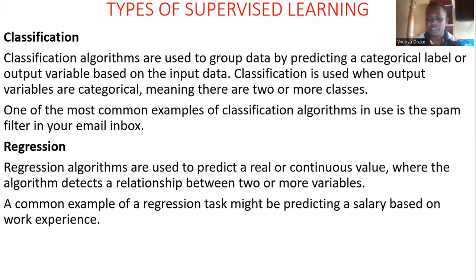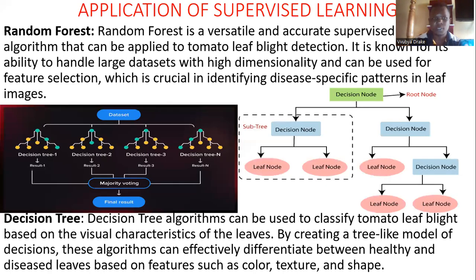Then different types, we have classification, then we have regression. With classification, you're just going to categorize different sets of data together. So you're predicting categories for different outputs based on the input data. Then with regression, it is used to predict real or continuous values, where they take the relationship between two or more variables. For example, predicting salary based on work experience.